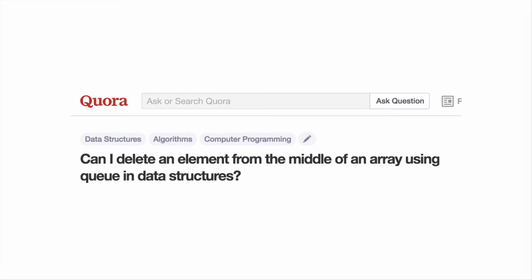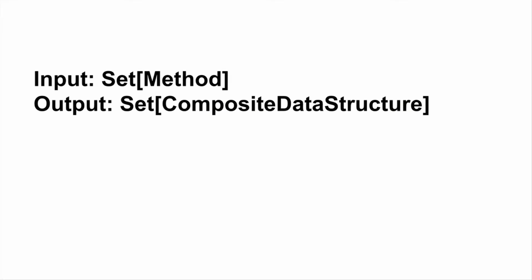A less carefully written one on Quora: can I delete an element from the middle of an array using Q in data structures, which I'm going to optimistically interpret to mean how can I implement a queue in such a way that deletion in the middle is fast. So these questions all have a very similar form. Our input is a set of methods that we want to be able to implement quickly, and our output is a set of composite data structures, which end up being able to implement them quickly.